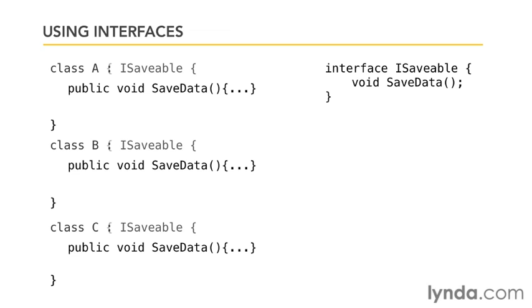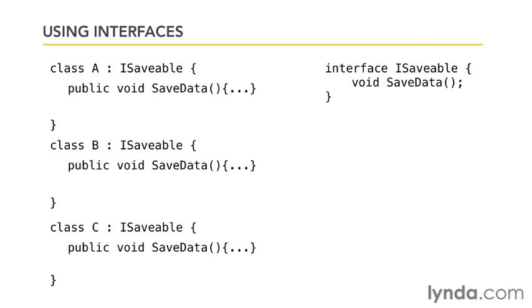So then I could do something like this. I could say, you know what, each one of my classes, class A, B, and C, all implement an interface called iSavable. Well, that enforces what's called a code contract. So now everybody has to name their function that saves the data the same thing because they're all implementing from the same interface.